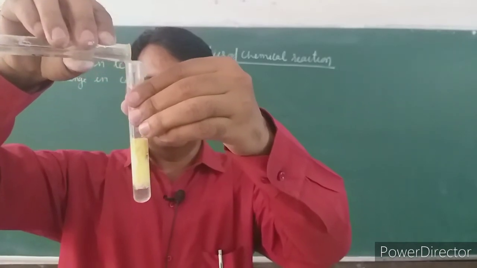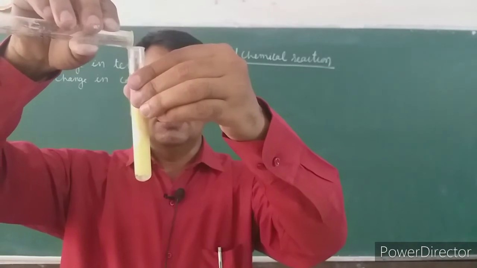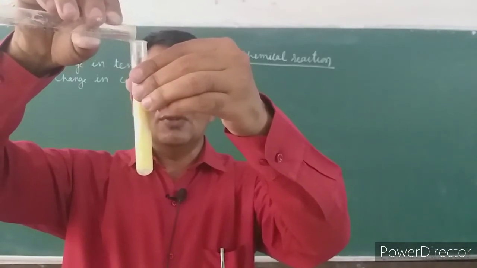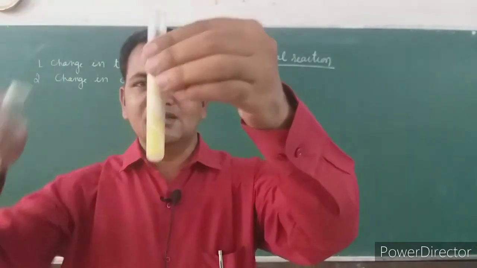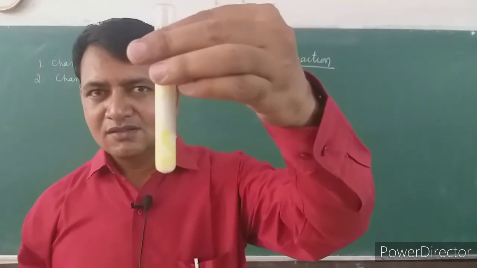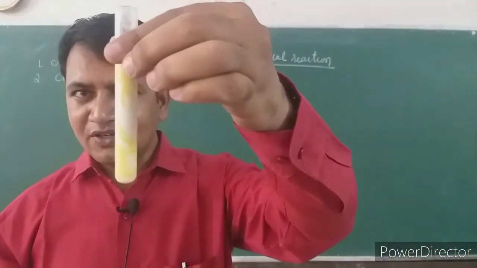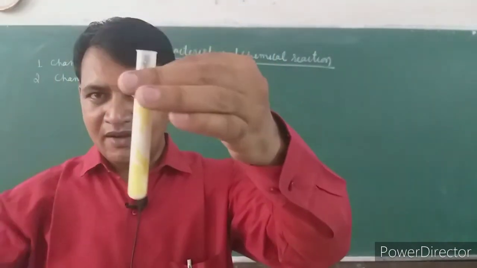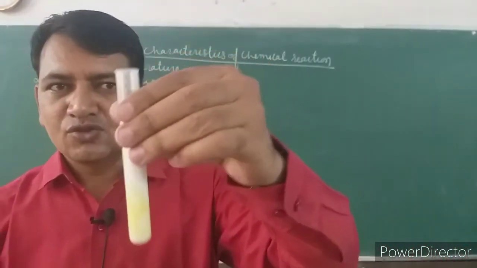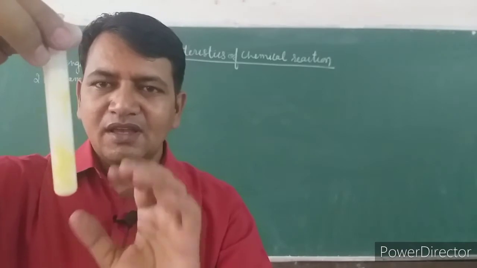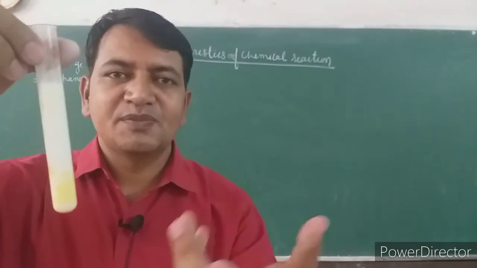you can observe that during the addition, the first thing is the change in color, and the second thing is that both colorless solutions were in the liquid state, but as soon as we added them, they converted into solid. So when a solid forms in a liquid, that is known as precipitation.